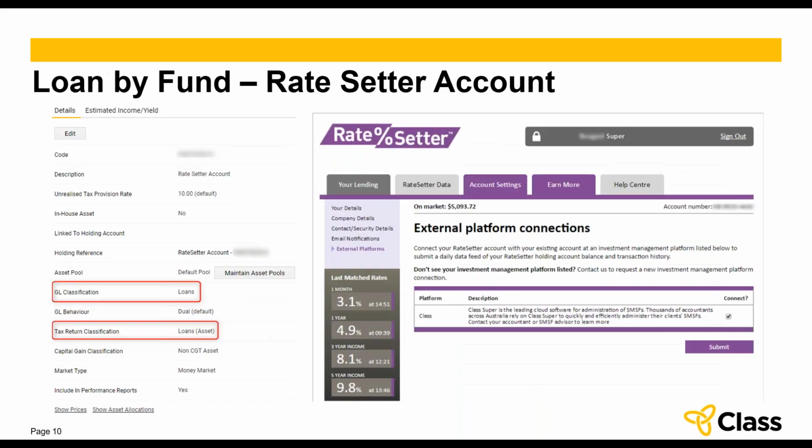On the flip side, you have a loan as an asset. Given we're living in a very low interest rate environment, RateSetter is one of the products that has started to become attractive to a lot of advisors. Again, Class can create automated feeds through RateSetter, but the general ledger classification you set up as a loan, in this case a loan as an asset, and the tax return again reflects that as an asset rather than a borrowing or liability.